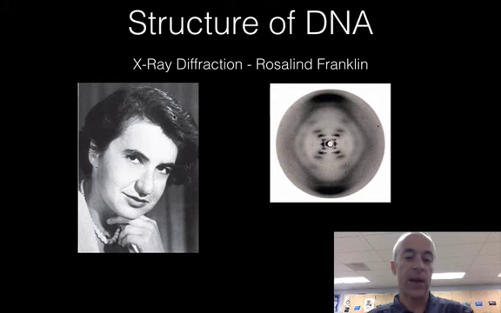So after all of these experiments, the structure of DNA really only needed a couple more pieces of the puzzle to figure out how it was laid out. And one of the last pieces of information that really tied this all together was discovered by this scientist by the name of Rosalind Franklin.